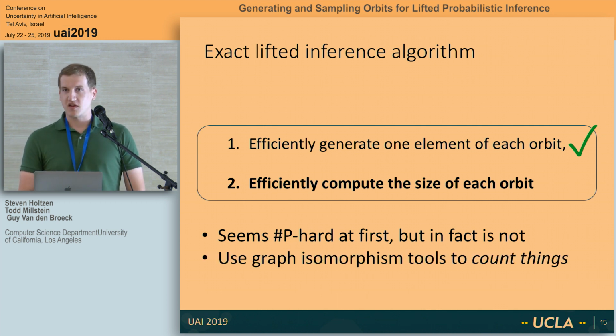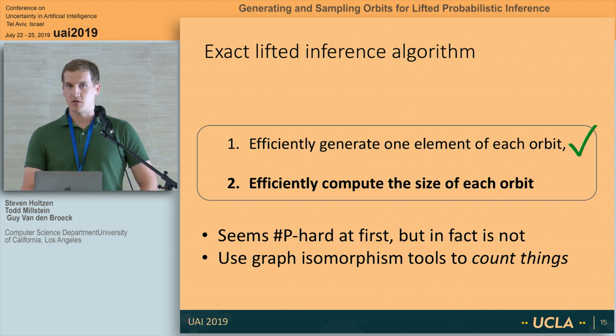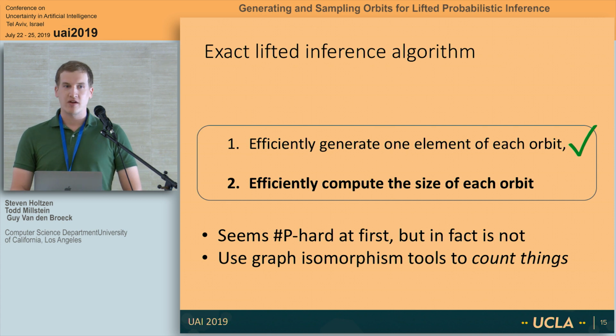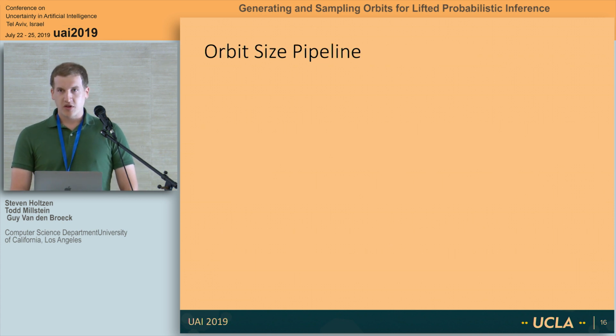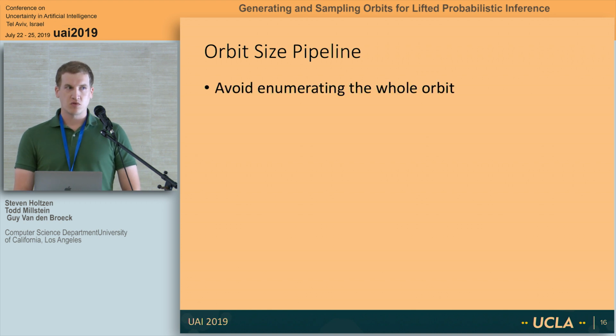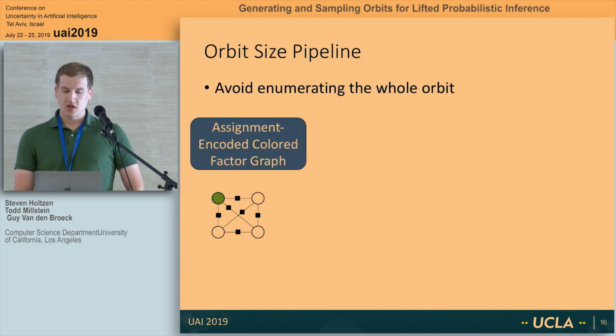So now how do we compute the size of each orbit? This is kind of spooky. It sounds sharply hard. Counting things, we generally need to be wary of these kinds of problems. But I'm going to show you that it's not. And we're going to use graph isomorphism tools to count things, which is going to be an interesting application of graph isomorphism tools in this problem.